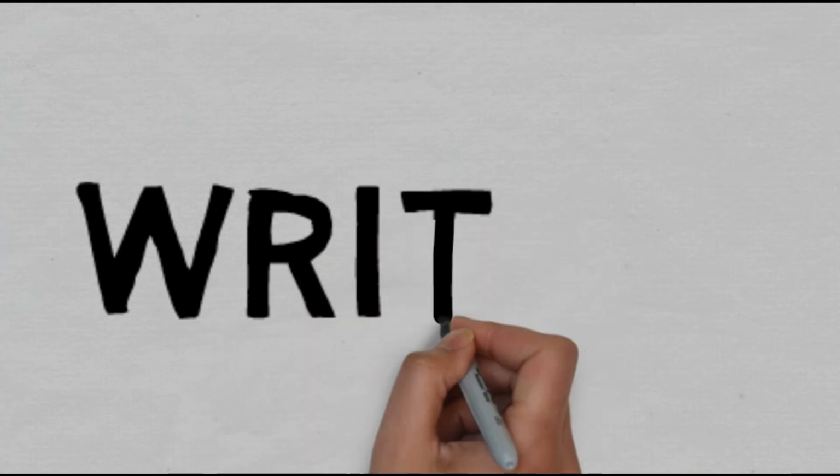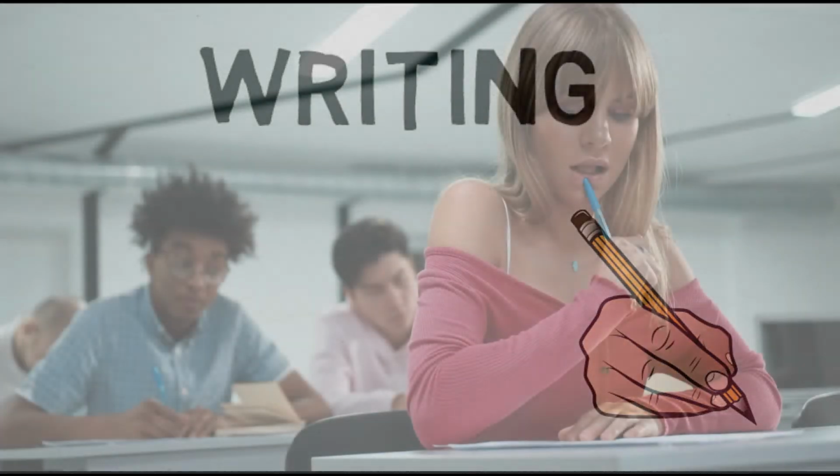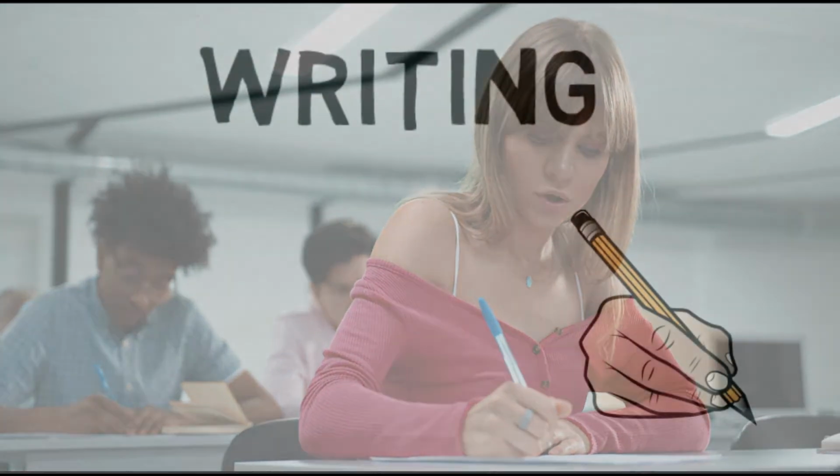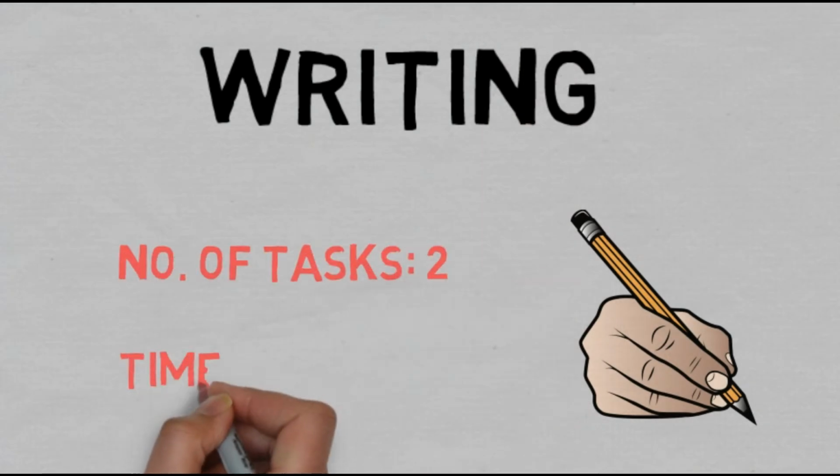The third section is the writing section. The writing section of the IELTS tests how you write a response in an appropriate manner, how you organize your ideas, and how you use grammar and vocabulary accurately. The writing test comprises 2 tasks, IELTS writing task 1 and IELTS writing task 2. So the total number of tasks is 2, and the time allocated for those 2 tasks is 60 minutes.